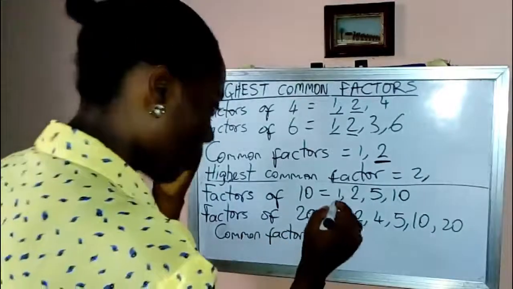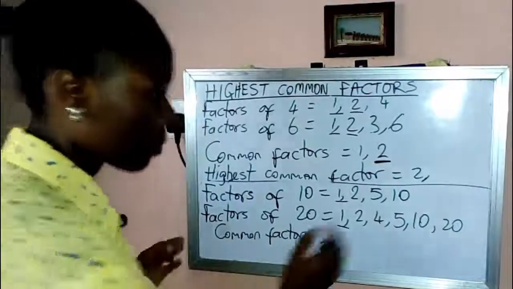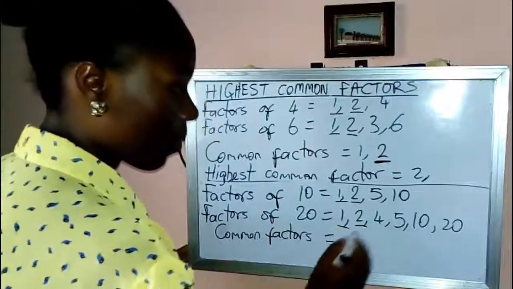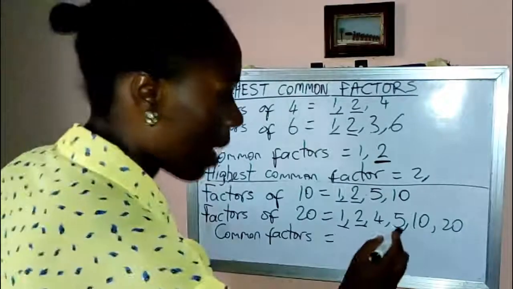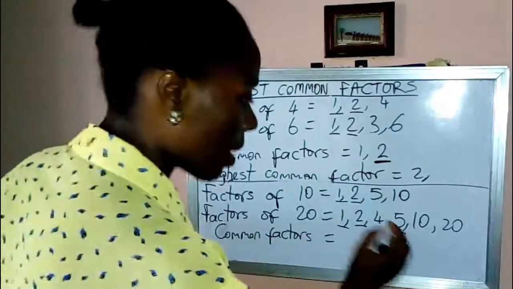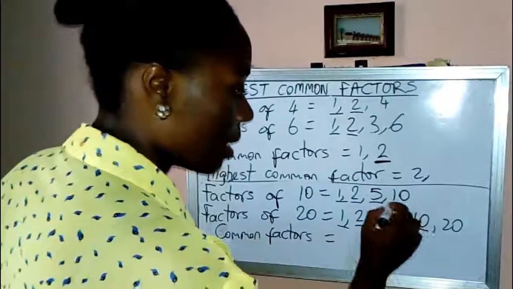We have 1 is common here, 1 is here. 2 is here, 2 is also here. There's 4 here, there's no 4 here. There's 5 here and there's also 5 here. There's 10 here, there's 10 here.